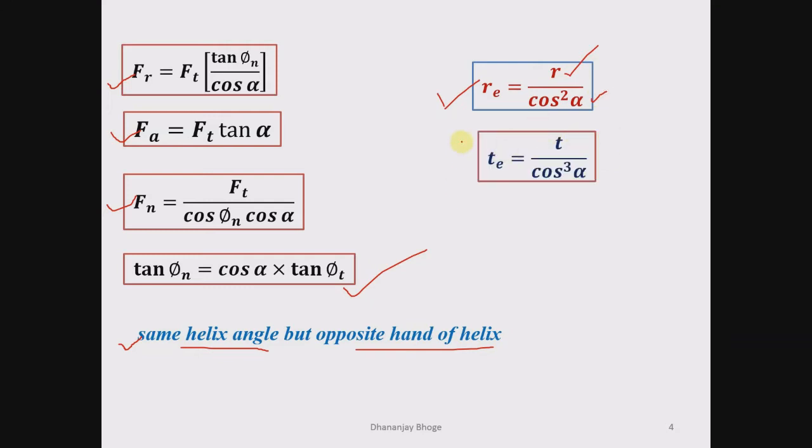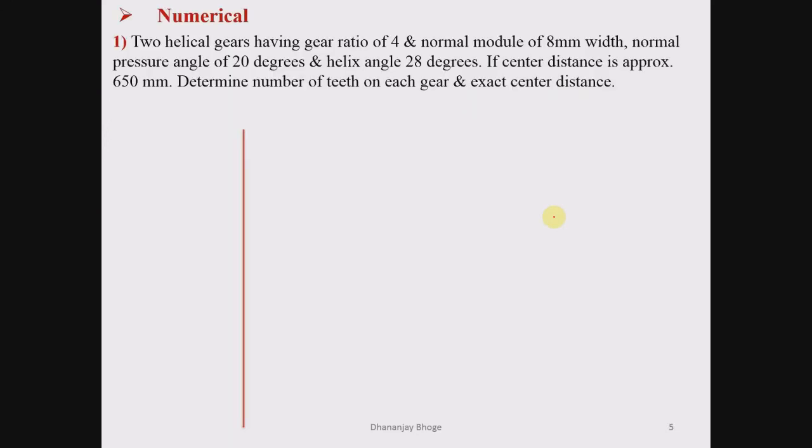Similarly, you can determine the number of teeth on this imaginary spur gear in the normal plane by using this equation. TE, we call it the formative number of teeth, is equal to number of teeth on actual helical gear divided by cos cube alpha, where alpha is the helix angle.